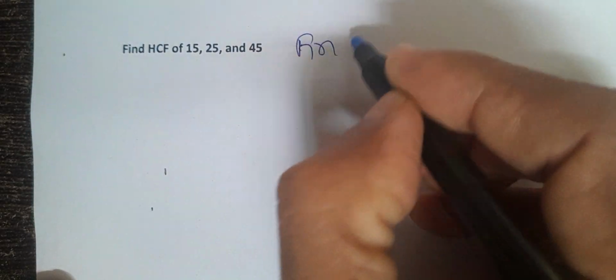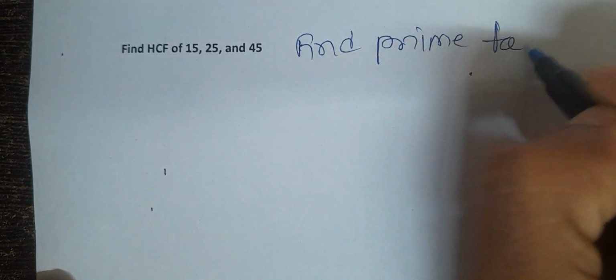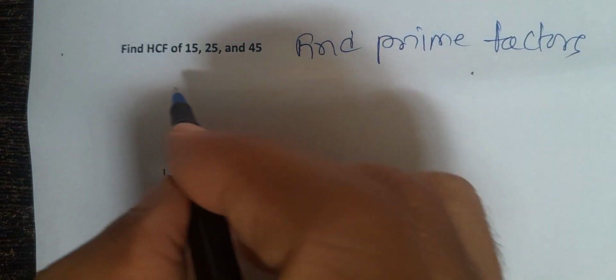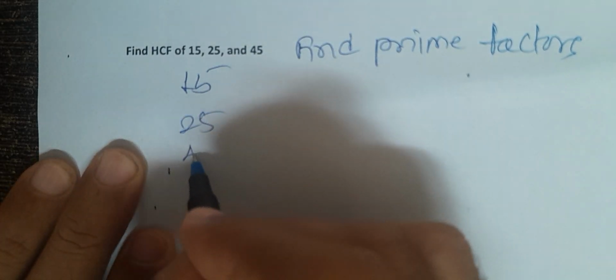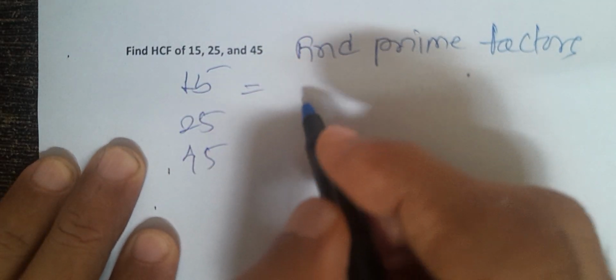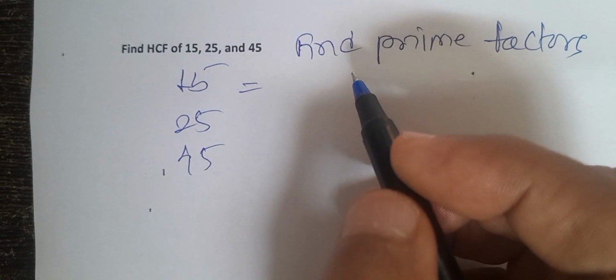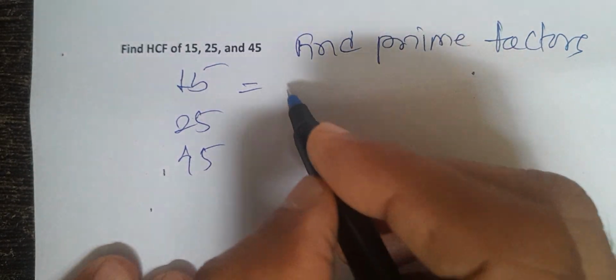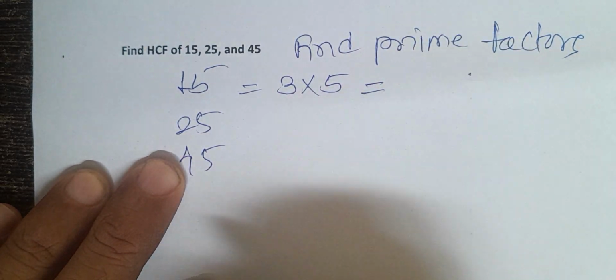Find the highest common factor of 15, 25 and 45. Again we have to do the same. Find prime factors. So 15, 25 and 45. So 15: 3 5s are 15. Okay, 3.